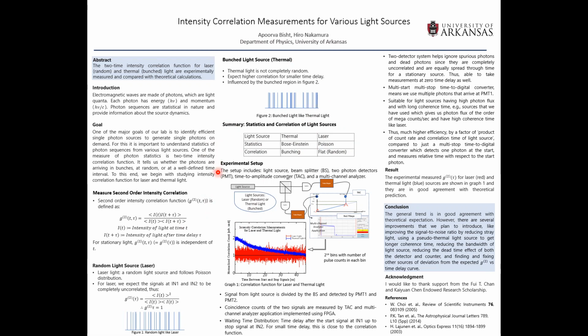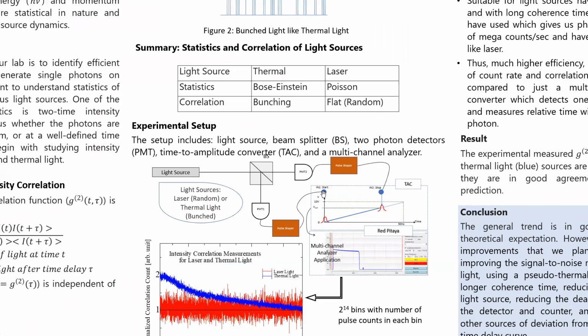Now let's move to the experimental setup. The setup consists of a light source, a beam splitter, which splits the incoming beam, and two detectors, PMT1 and PMT2. PMT1 provides the input signal to input 1 of the time to amplitude converter, and PMT2 provides the signal to input 2 of the time to amplitude converter. Input 1 acts as the start signal, whereas input 2 acts as the stop signal.